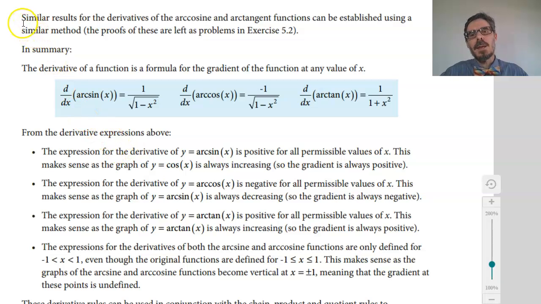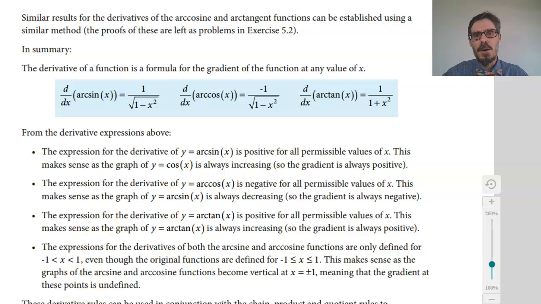You can do similar things for arccos and arctan. I'm not going to show them to you, and nor is your textbook. In fact, the textbook says you get to show them in the next exercise. Derivative of arcsine, which we just looked at, was 1 over the square root of 1 minus x squared. Derivative of arccos is basically the same, but with -1. Now that makes sense. When you looked at those graphs, the sine graph went that way positive and the cos graph went that way negative.